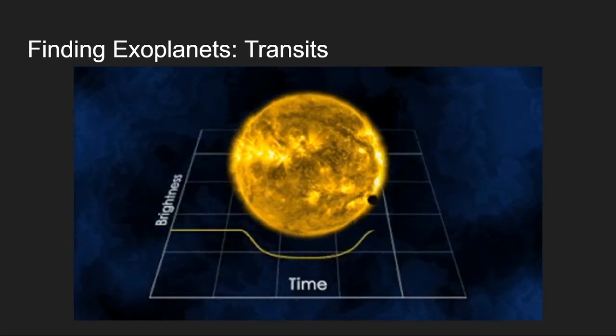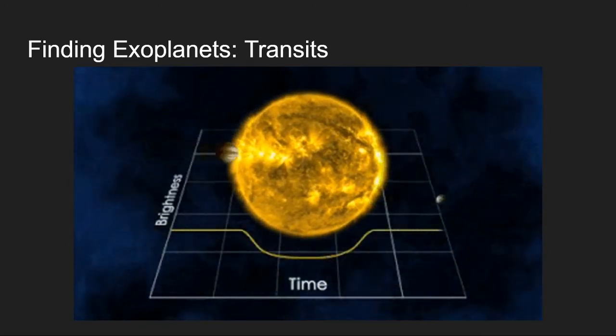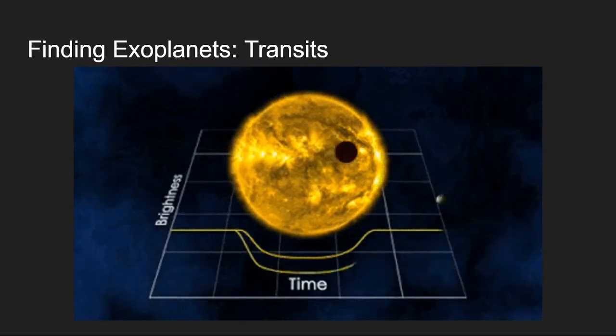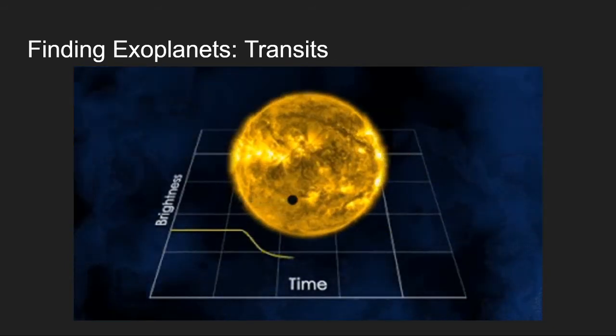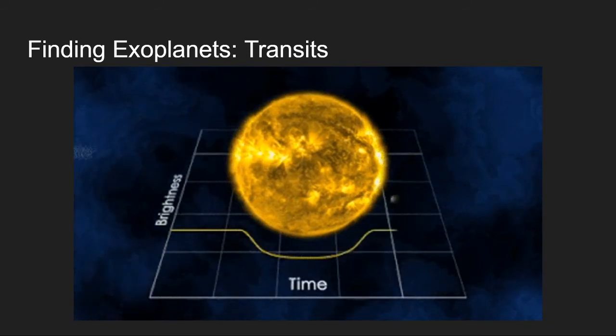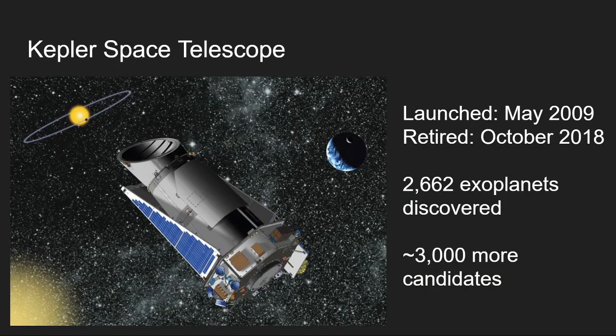Okay, so this transit method is primarily how we have found planets around other stars. And a good chunk of that work was done by the Kepler Space Telescope.